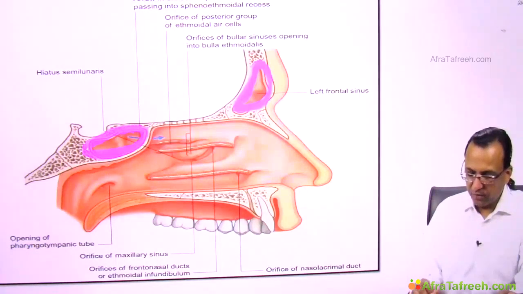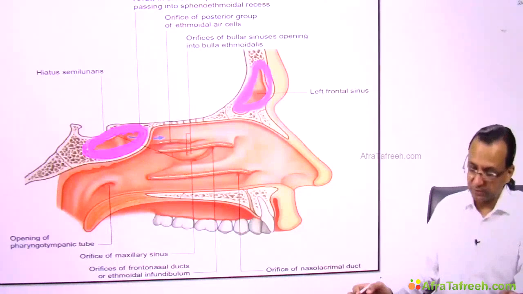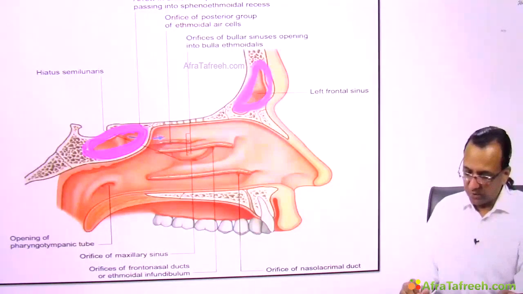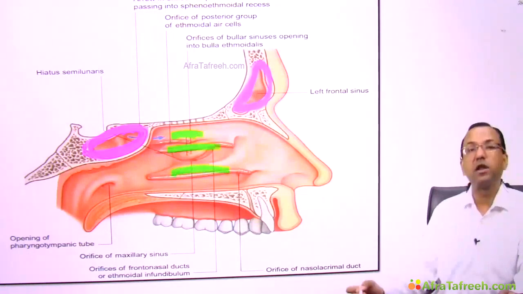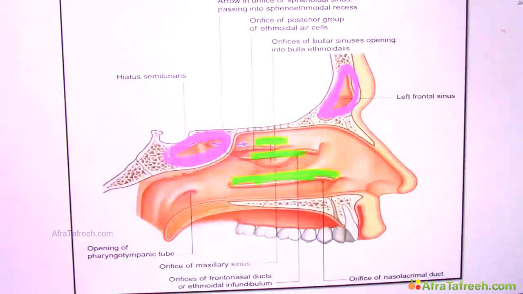And where is the sphenoid air sinus opening? Then there is a maxillary sinus also, ethmoid sinus also. We want to see their openings. First of all, you should know that there is the superior turbinate and the middle turbinate and the inferior turbinate. Which is the largest turbinate? The inferior turbinate.